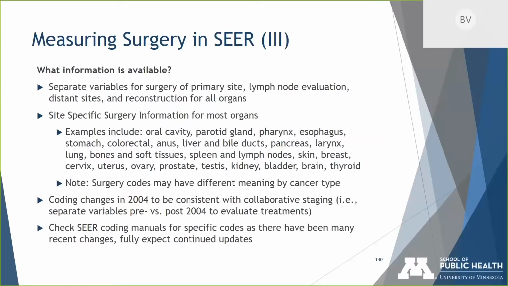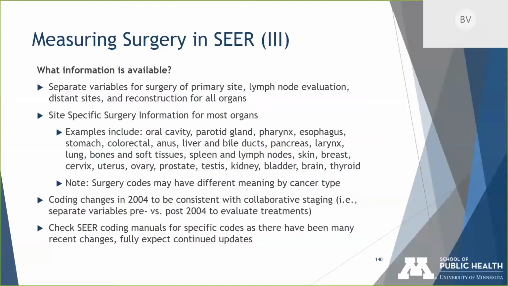What is available within the SEER surgical variables? Keep in mind that there are a number of different variables that you may select to be able to more fully understand the surgery that was delivered as reported by SEER. There are a set of separate variables for the surgery of the primary site. You also have additional information about the lymph node evaluation, and we'll get into details about that shortly. You have information about surgery to distant site and reconstruction for all organs.